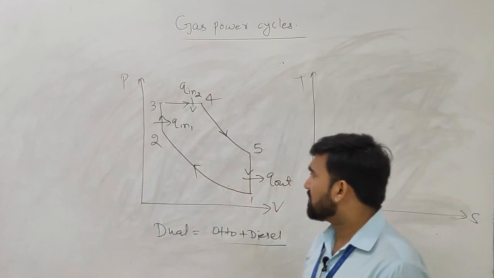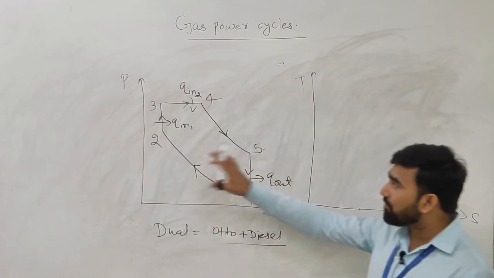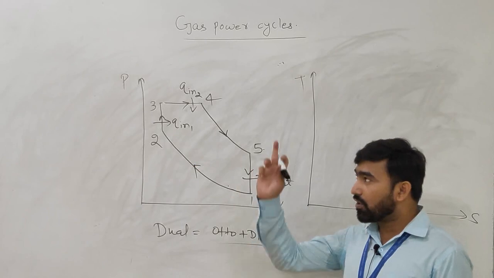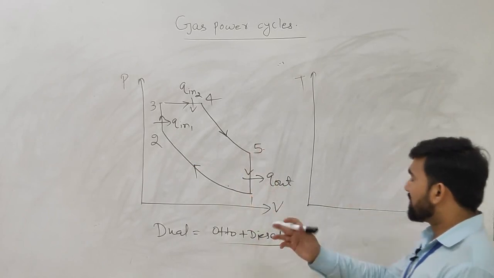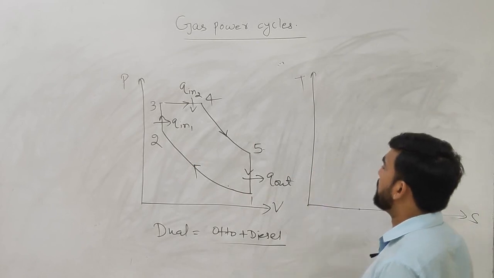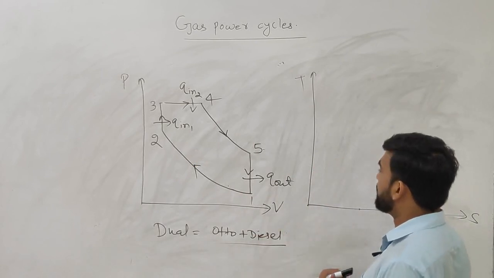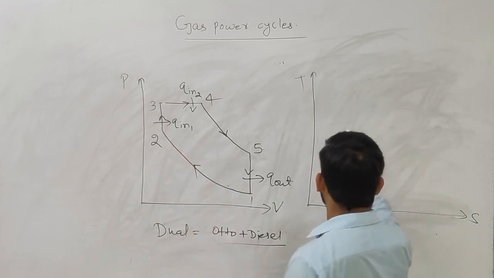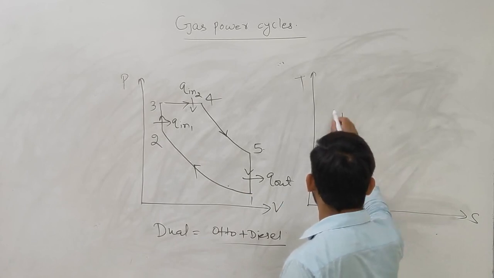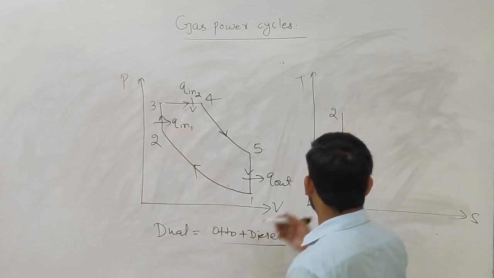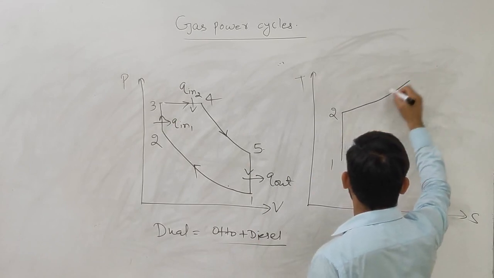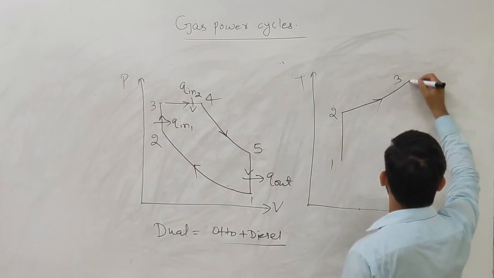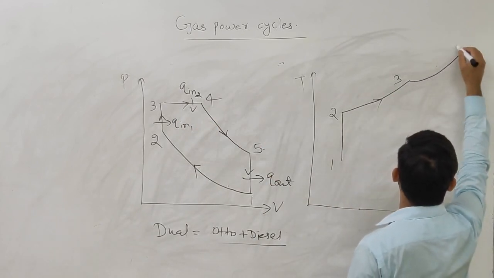And now let's draw the TS diagram with the help of the PV diagram. It is also a basic feature which has been taken from the polytropic process. So let us draw this diagram 1 2 3 4 for the TS diagram of the dual cycle. 1 to 2, that is reversible adiabatic or isentropic, can be drawn like this. 2 to 3, that is the constant volume process, will look like this. 3 to 4, which is the constant pressure process, will be also something like this.